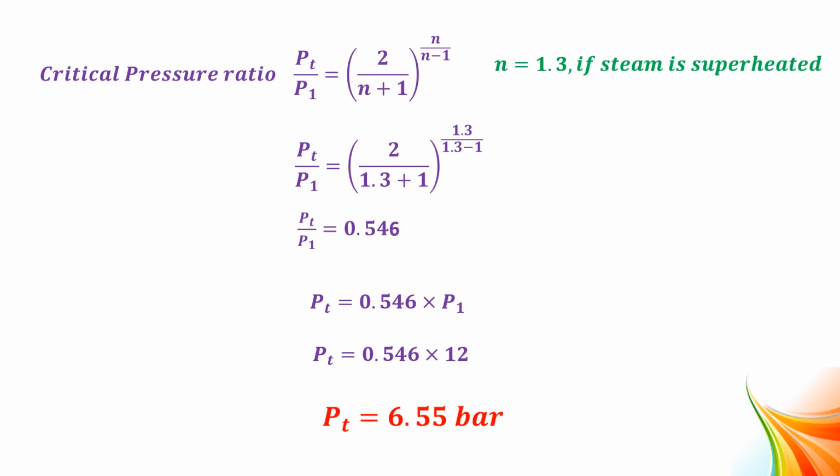Now the initial pressure P1 is given, which is 12 bar. So substituting the 12 bar pressure value in the critical pressure ratio equation, we get Pt equal to 0.546 into P1, Pt equal to 0.546 into 12 bar. So throat pressure Pt equal to 6.55 bar.